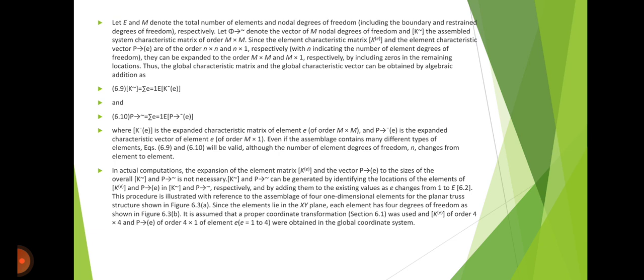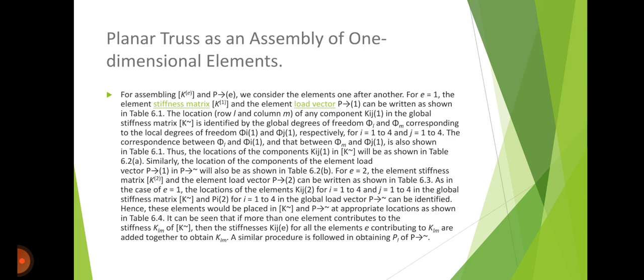This procedure is illustrated with reference to the assemblage of four one-dimensional elements for the planar truss structure shown in figure 6.3a. Since the elements lie in the xy plane, each element has 4 degrees of freedom as shown in figure 6.3b. It is assumed that a proper coordinate transformation, section 6.1, was used and K of E of order 4 by 4 and P of E of order 4 by 1 for elements E equal to 1 to 4 were obtained in the global coordinate system. Planar truss as an assembly of one-dimensional elements.